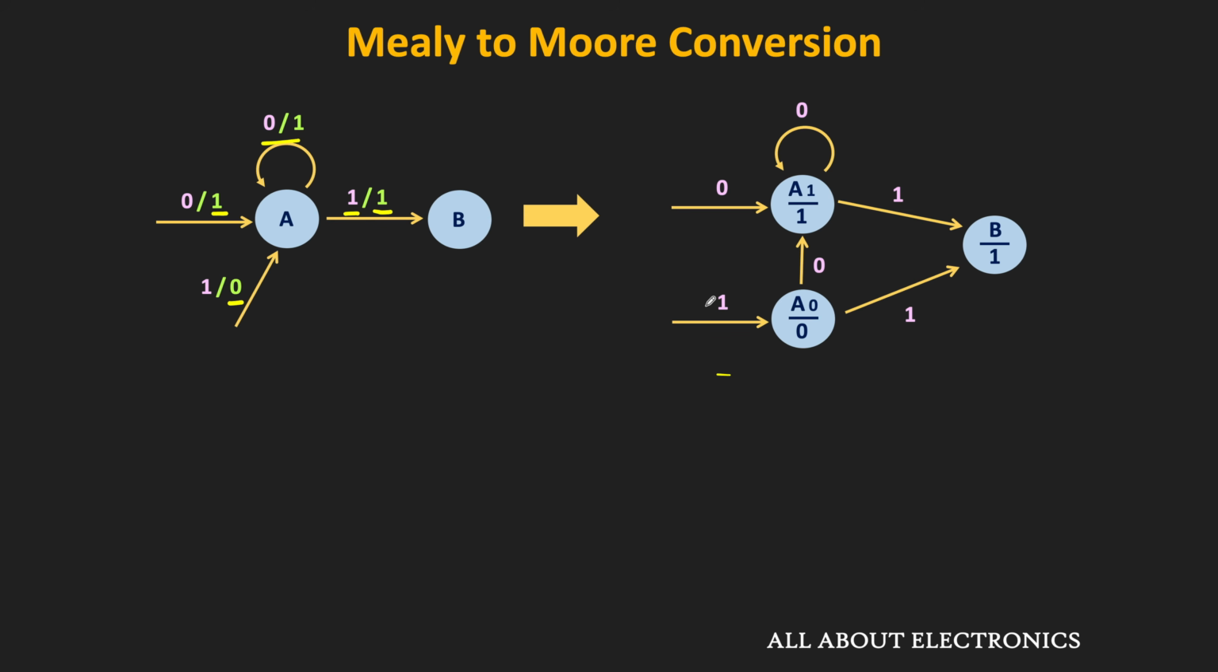That means for the Mealy to Moore conversion, for each state in the state diagram, we need to check the incoming as well as the outgoing transitions. For the incoming transitions, if the outputs are different, then we need to split that specific state. After the splitting, the outgoing transitions for the newly generated states will be the same as the original state. So to clearly understand the conversion procedure, let us take a couple of examples.